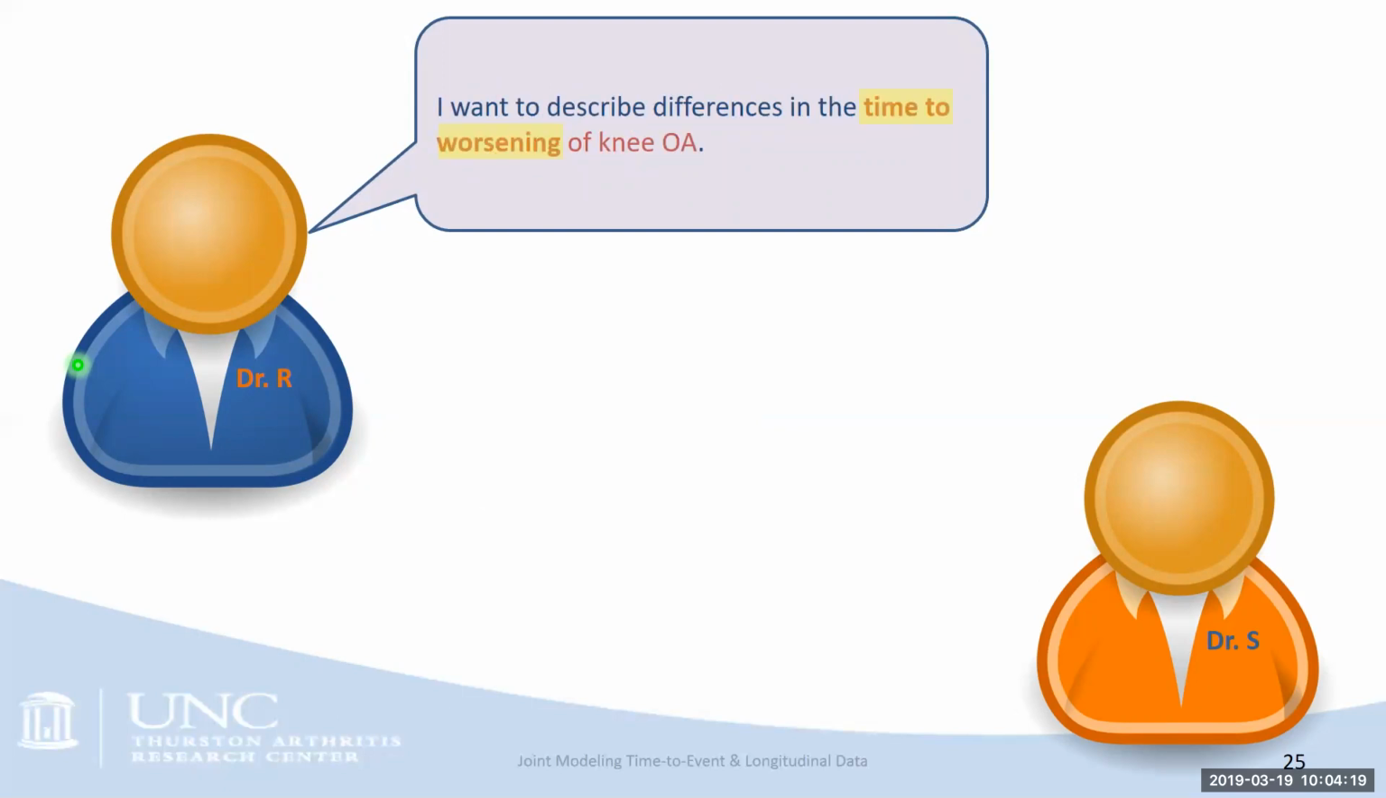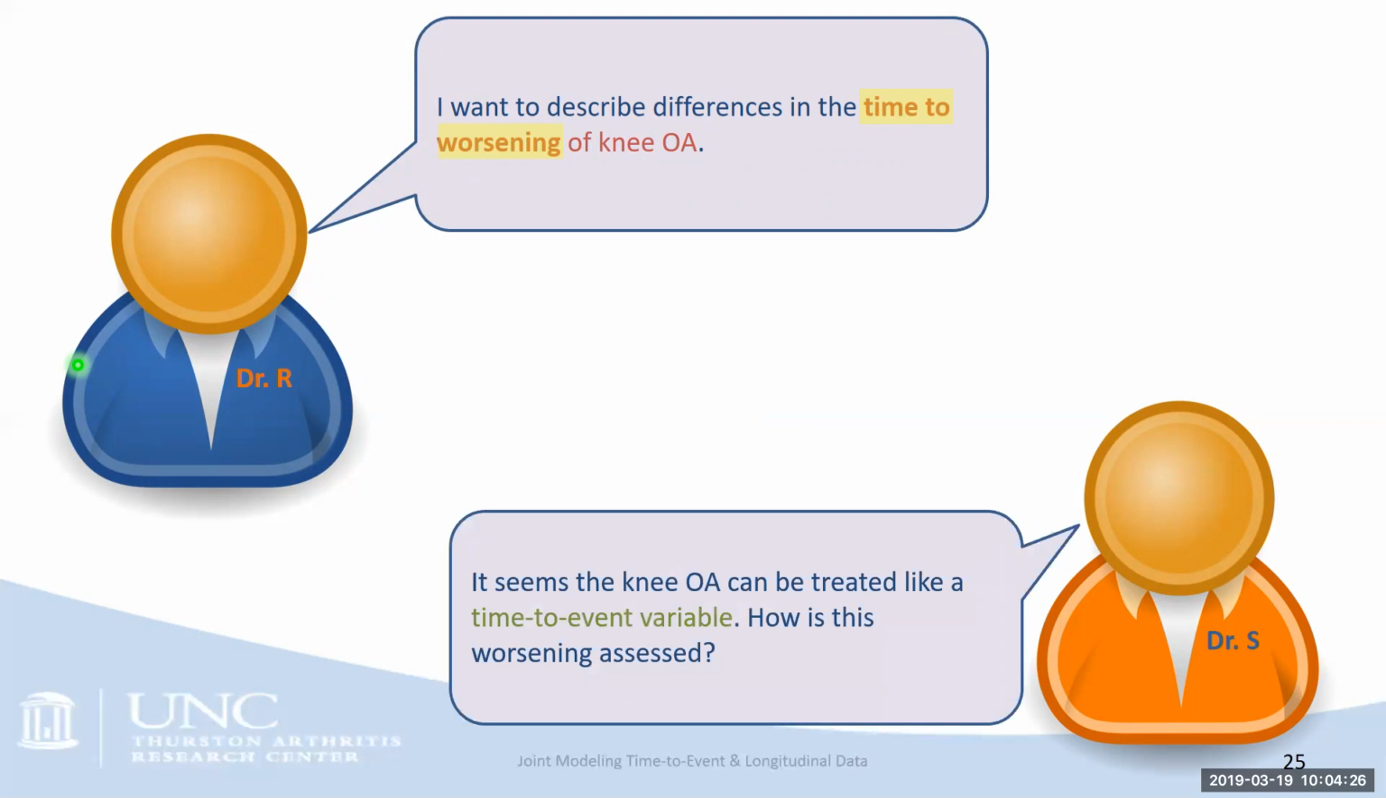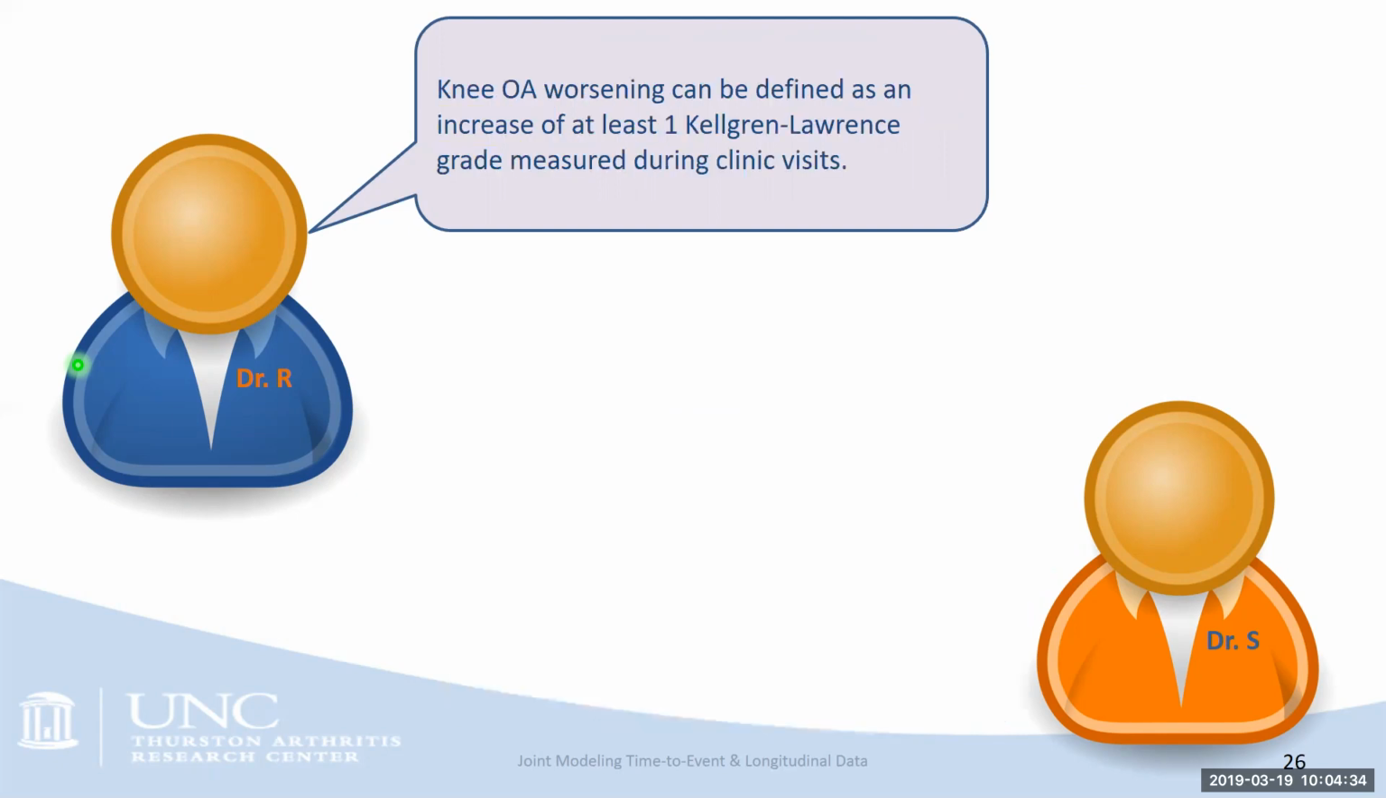This is a different answer from the previous example. Here, the interest is in describing differences in the time to worsening of NEOA. So it seems in this case that the NEOA can be treated like a time to event variable. So again, how is this worsening assessed? Usually we're looking for some definition of this happening or not. Think of it like an event. And in this case, the NEOA worsening, we learned from the researcher, can be defined as an increase of at least 1 grade in Kellgren-Lawrence, measured during clinic visits in the radiographs.